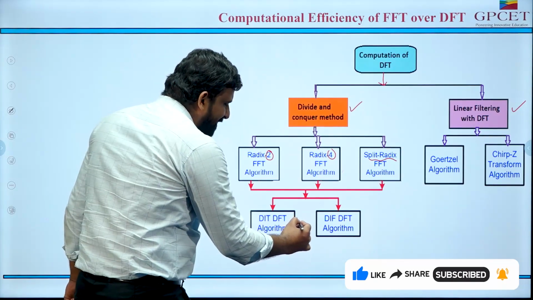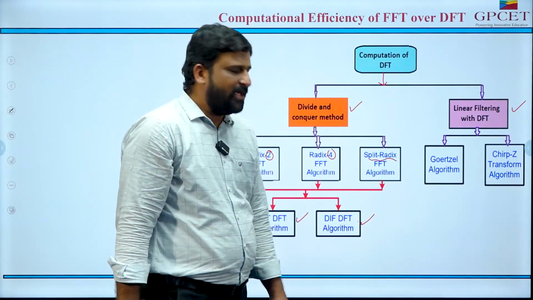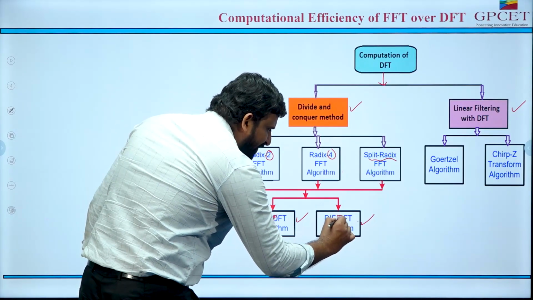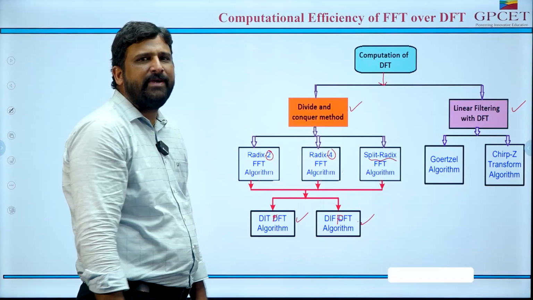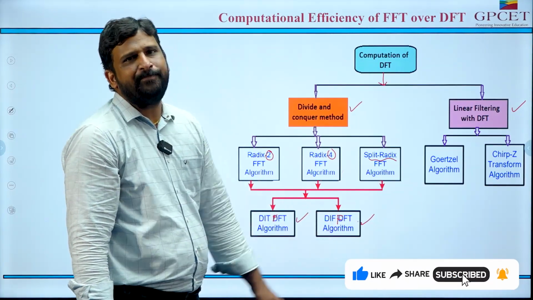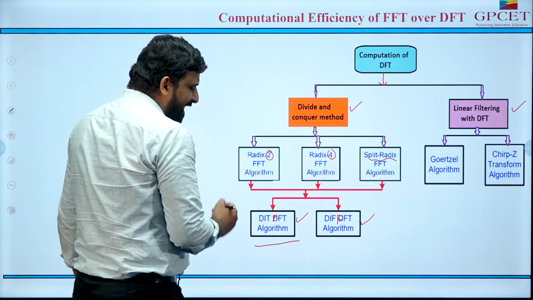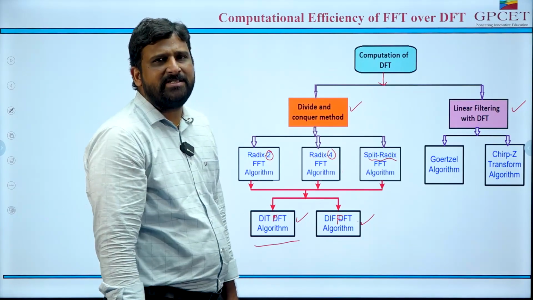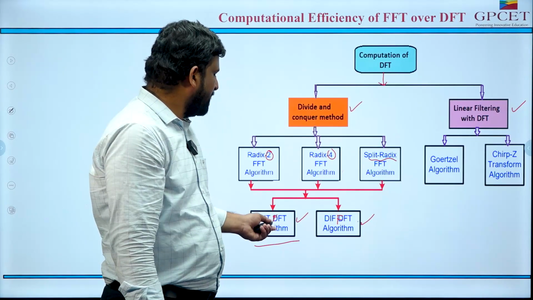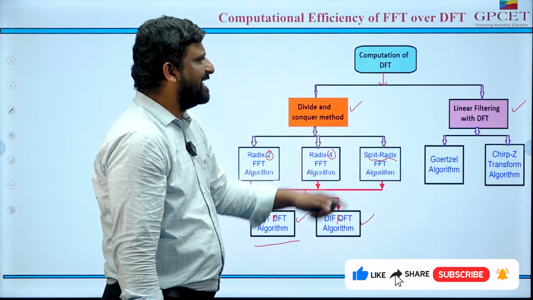Here these Radix FFT algorithms are subdivided into two types: DIT FFT and DIF FFT. DIT is decimation-in-time fast Fourier transform, and DIF is decimation-in-frequency fast Fourier transform. In this session, we will discuss what DIT FFT is and what advantages it has, followed by the steps, the procedure that happens in this particular DIT, followed by problems. So this is the classification of the computation.